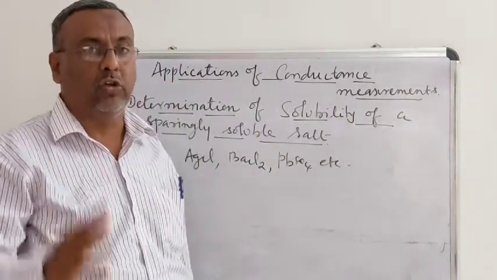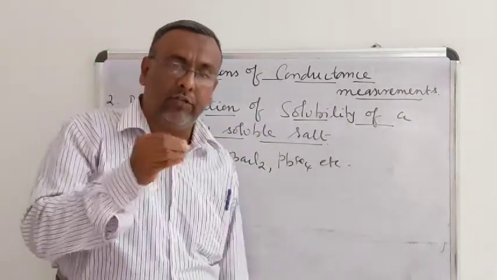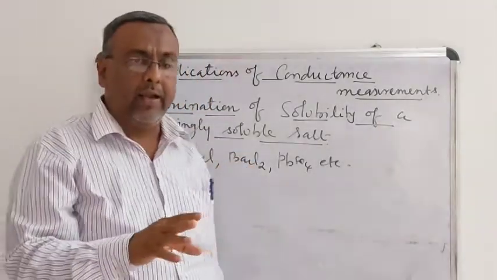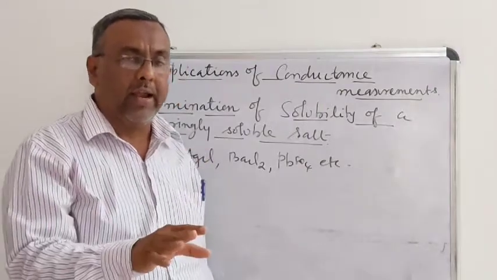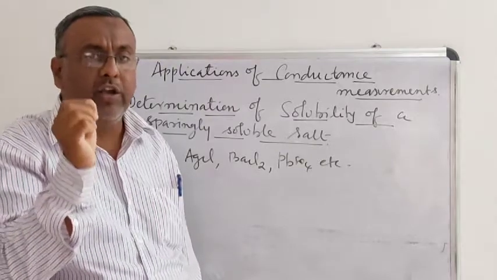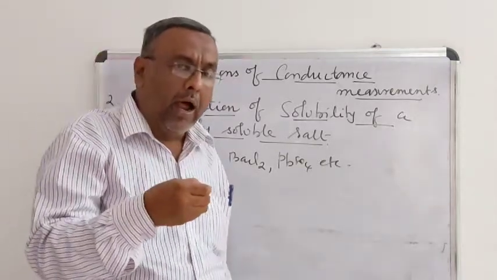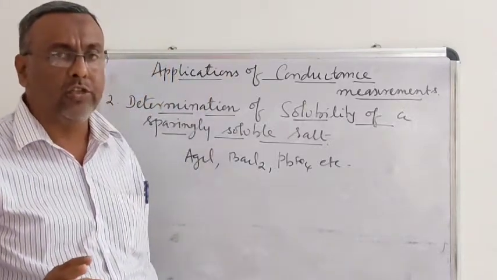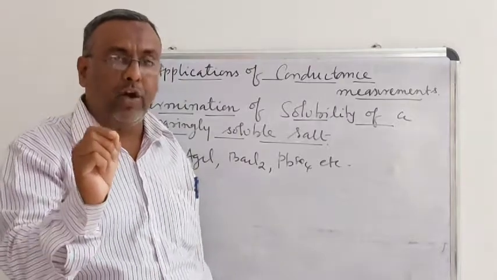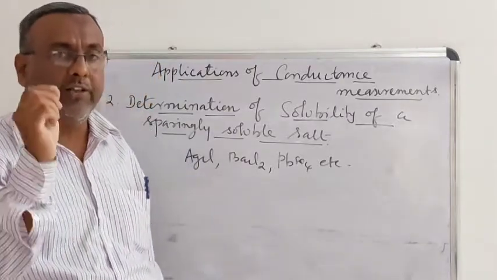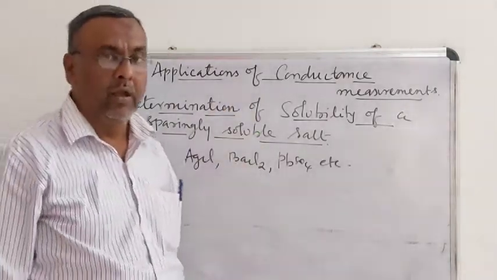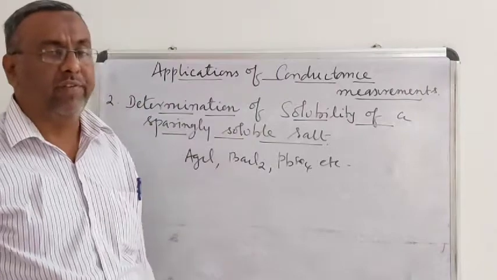Actually, they are insoluble, so to say. When this type of salt is dissolved in water, suspended in the water and kept for a long time, a very small and minute quantity of salt will go into the solution in the form of ions that contribute to the conductance. So even a minute quantity of salt that has dissolved, or its solubility, can easily be measured by means of conductance measurement. How is it to be found out?